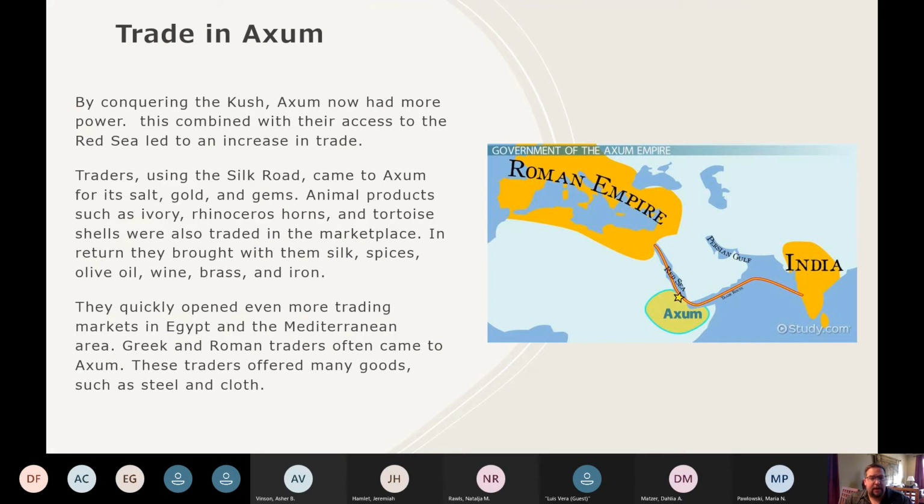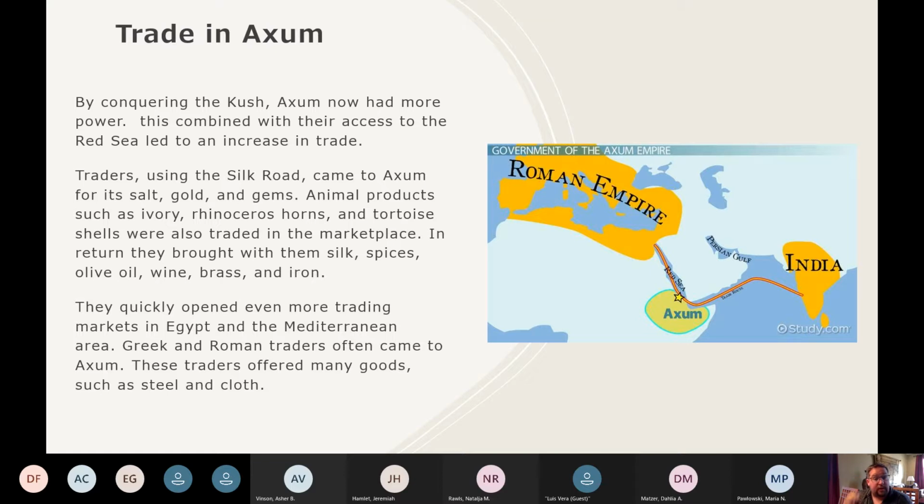By conquering the Kush, Axum now had more power. This combined with their access to the Red Sea led to an increase in their trade. So if you look at that map, guys, if you look where they're located, they're kind of in between the sea route from India to the Roman Empire. So they're like a halfway stop. What a great location to be in as far as trade is concerned.